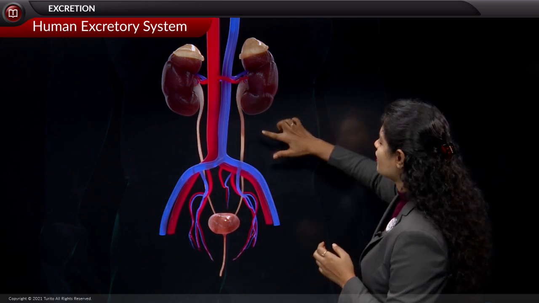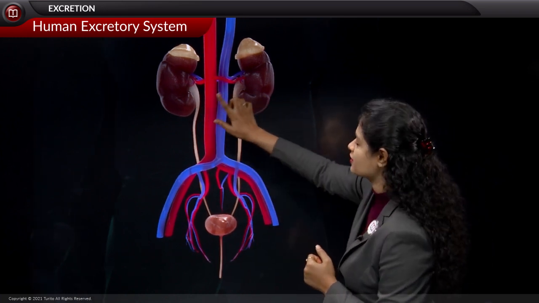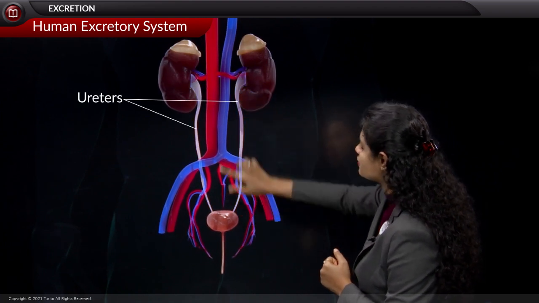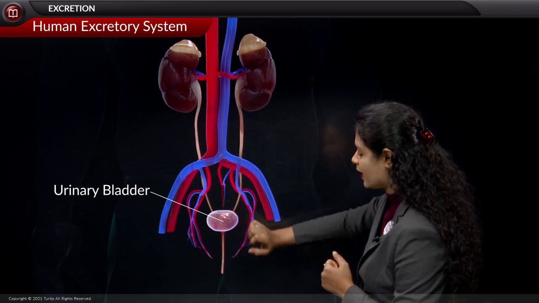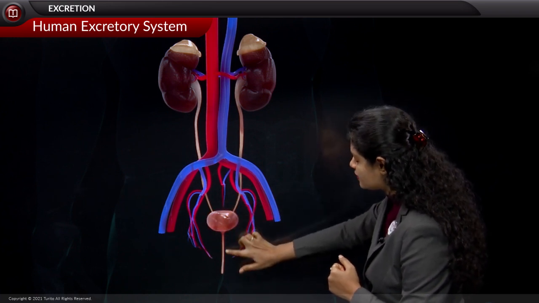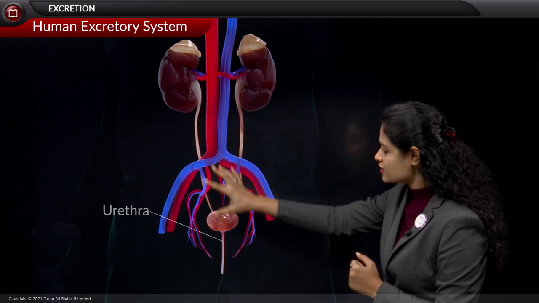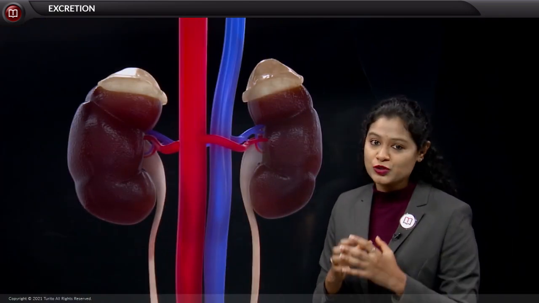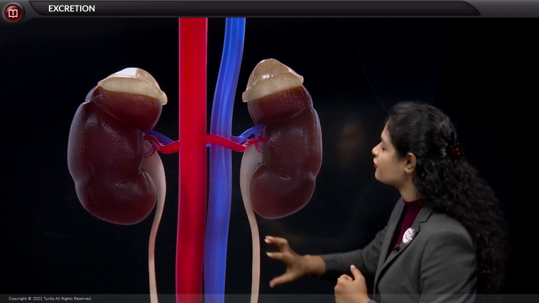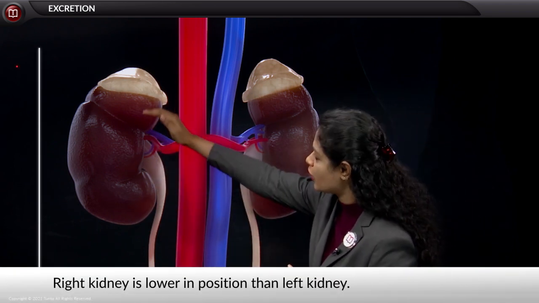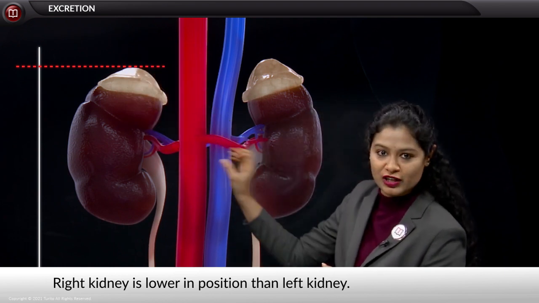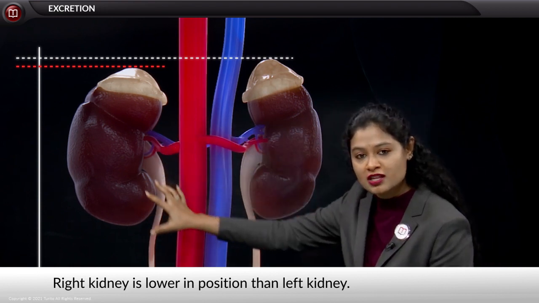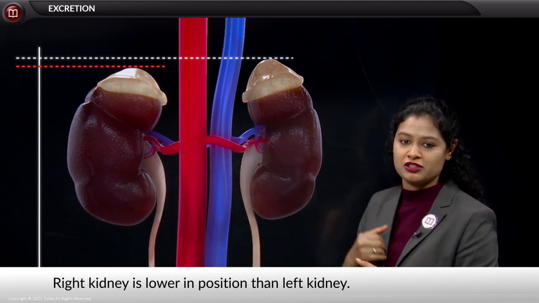If we see, here there is presence of the excretory organs, a single pair of kidneys, and from the kidney we see that there is a single ureter which is extending into the urinary bladder, and the urinary bladder is extending out through the urethra. So this is how we will see the alignment of the human excretory system. Now, talking about the positioning of the kidneys, the right kidney is pushed downwards because there has to be accommodation of the liver, whereas the left kidney is present in the normal position.